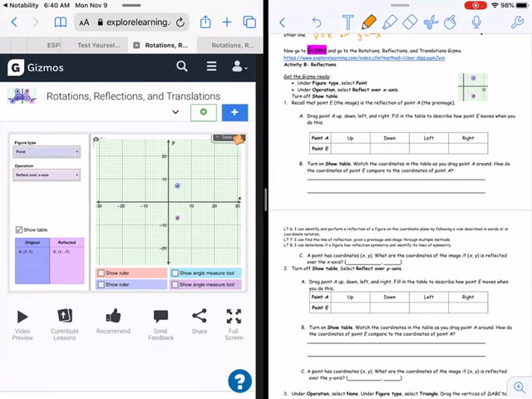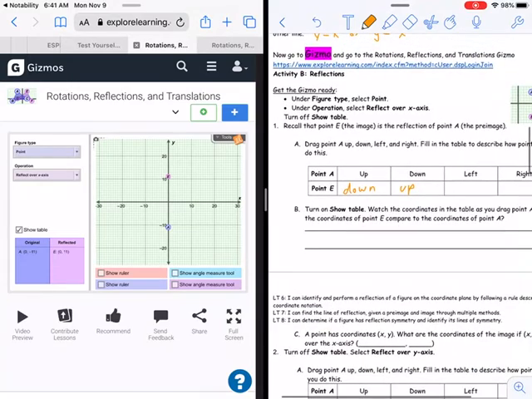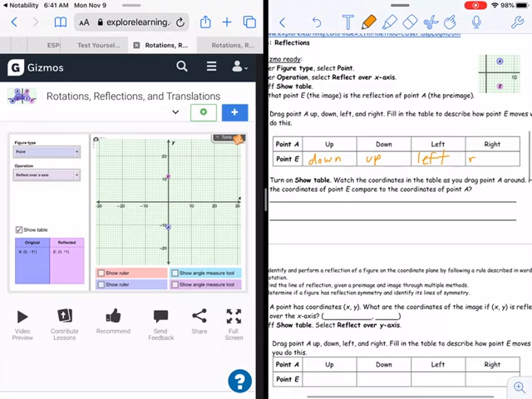Notice how if A goes up, well, E, which is the image, goes down. What happens if I go left? It follows it. If I go right, it follows it. If it goes down, it goes up. So when point A goes up, E goes down. When I go down, E goes up. However, left stays the same and right stays the same.